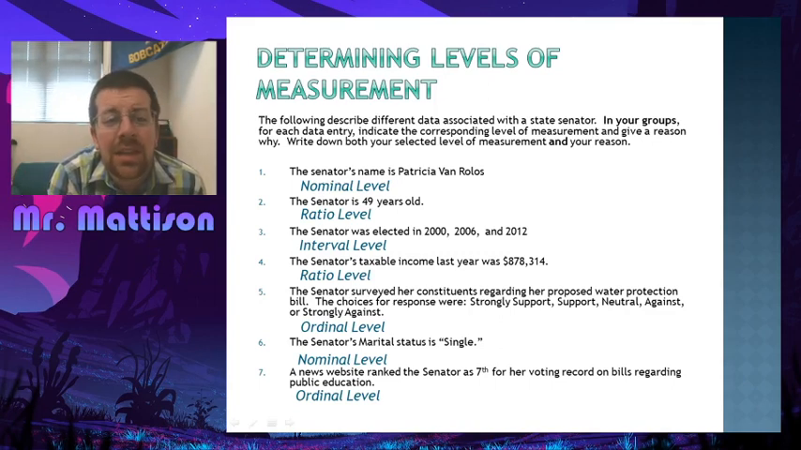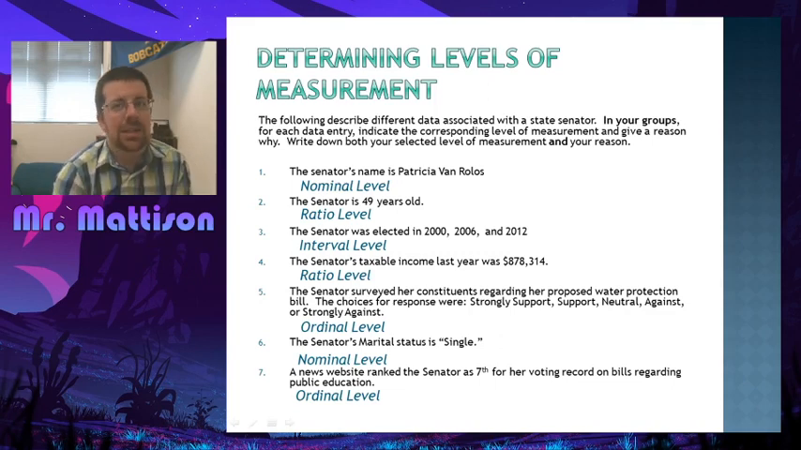So first one here, the senator's name, that's a nominal, right? We can't order names in a way that makes sense. The senator's age, right? That's going to be ratio level, right? Someone who is 20 is twice as old as someone who is 10, right?